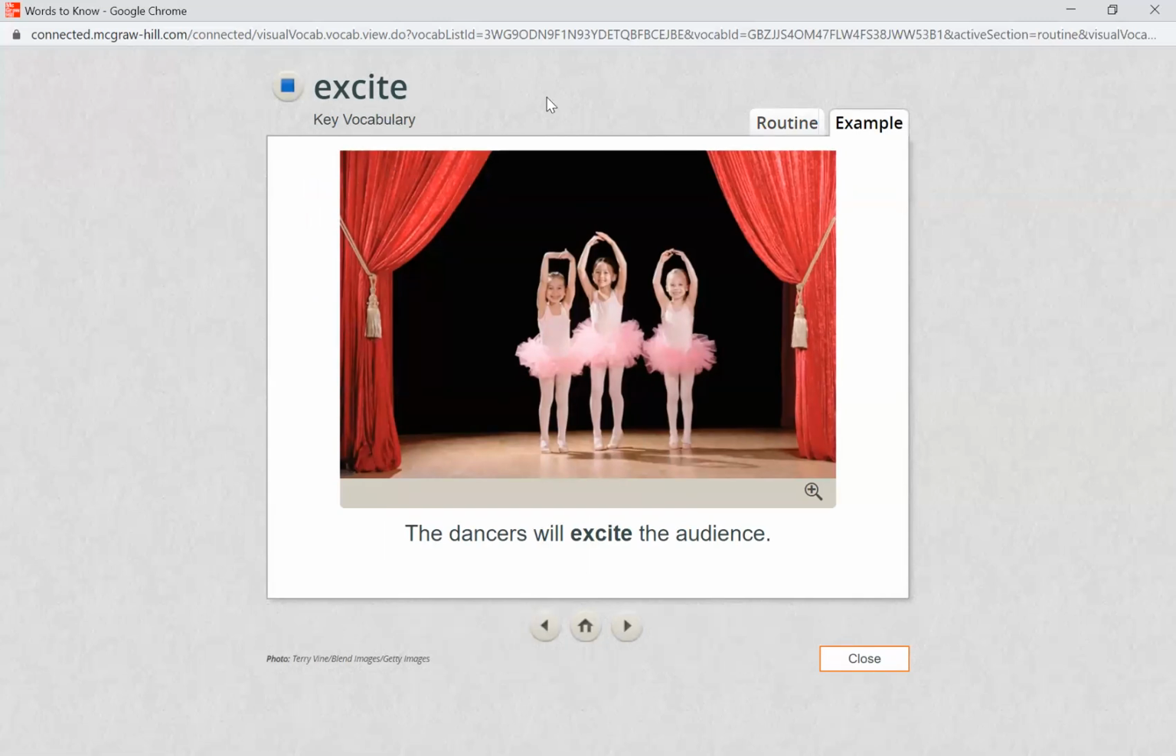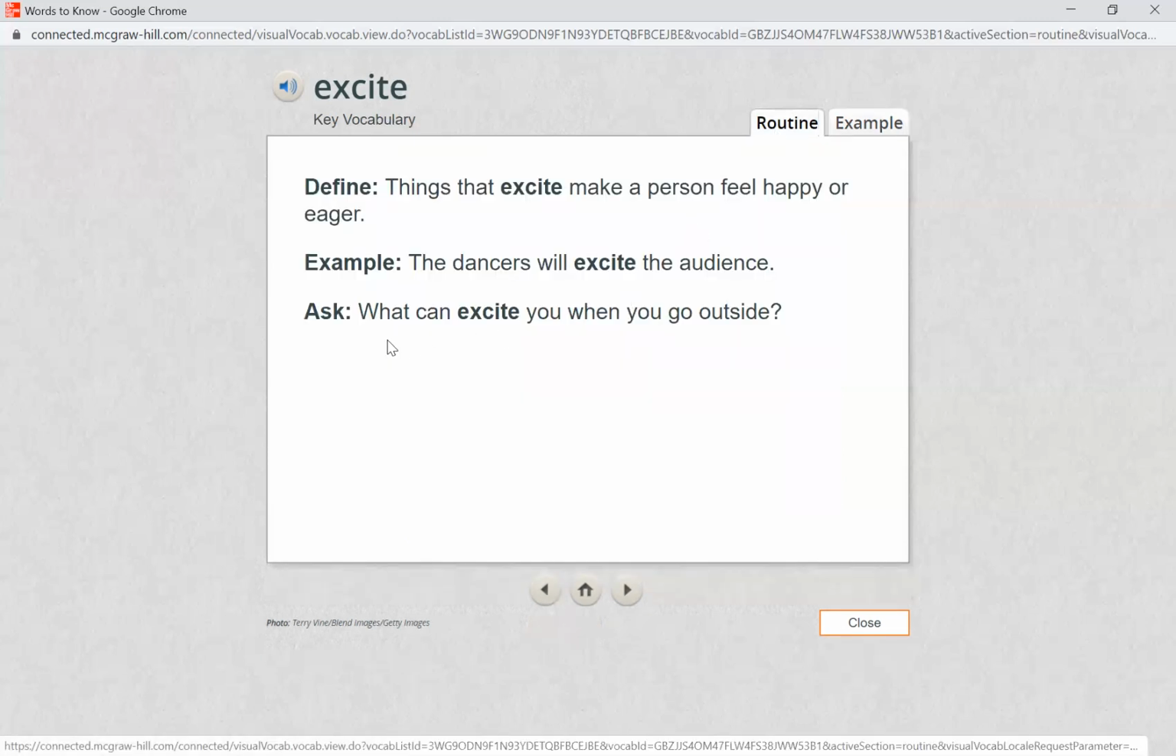Excite. The dancers will excite the audience. So what are these little girls doing in the picture? They're dancing, right? And think about when you go to a show. Maybe it's a show like this, or maybe it's the movies. When you go there, the actors or the dancer wants to excite you. They want to make you feel happy as you're watching them. So let's go back and think.